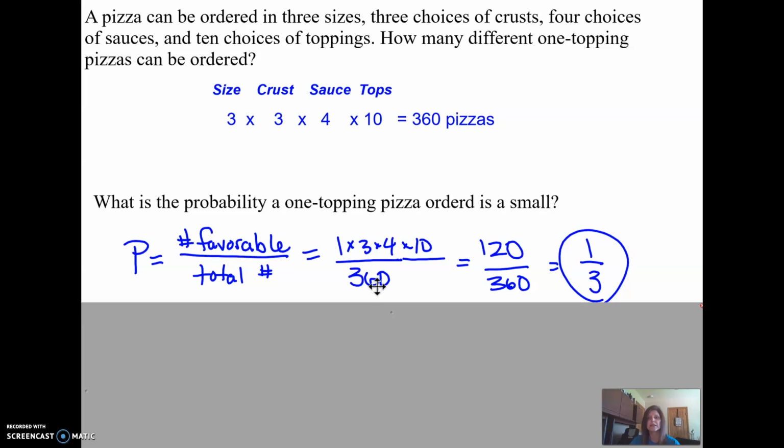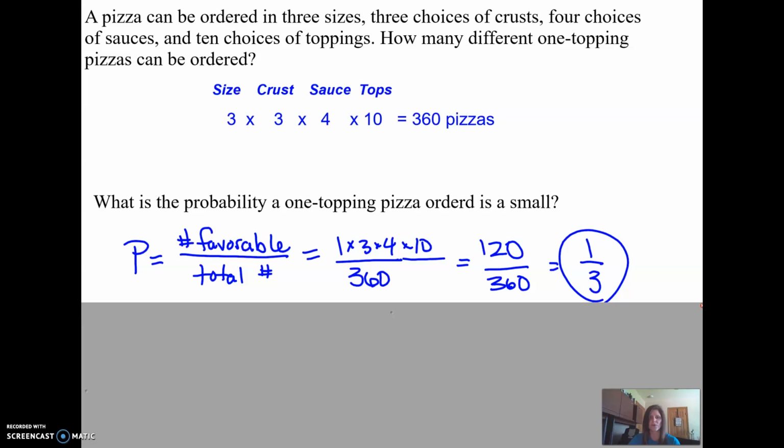Well, the only thing that has changed is right here on the size. We're now restricting it to one choice. We want a small, but we can still have 3 different kinds of crusts, 4 different kinds of sauces, 10 different kinds of toppings. So we're going to get 120 different small pizzas divided by the 360 total, or a 1/3 probability that the pizza ordered is a small. That kind of makes sense, right? Because if there's 3 choices, then probably 1/3 of them are smalls.